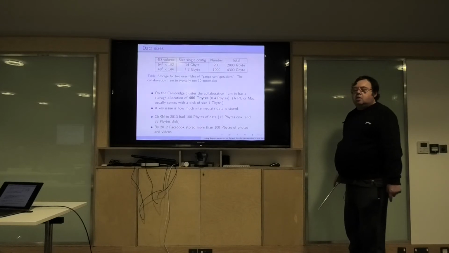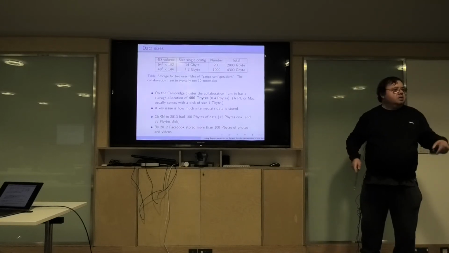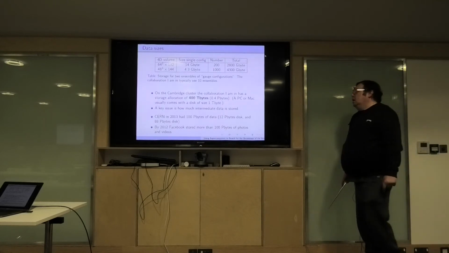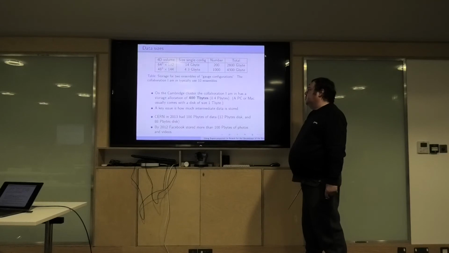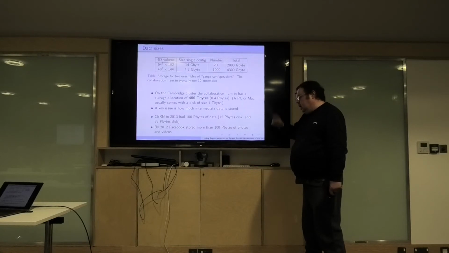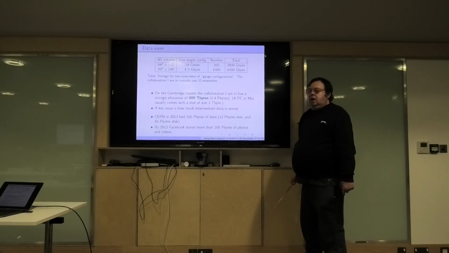To know what these numbers are, obviously with a new PC, usually you get a disk of about 1 terabyte or 500 gigabytes. Our allocation on the Cambridge cluster is 400 terabytes. I'll talk about this a bit later. So this is not a huge mega big data application, but this is like 400 disks.